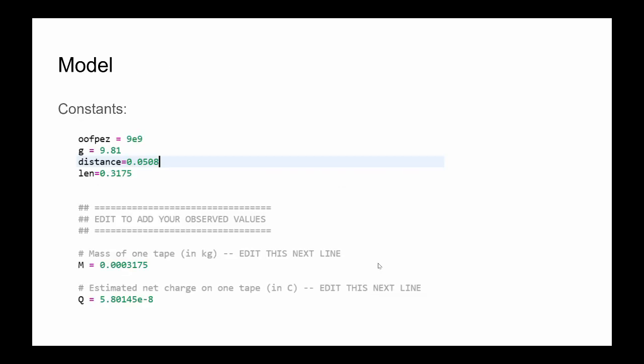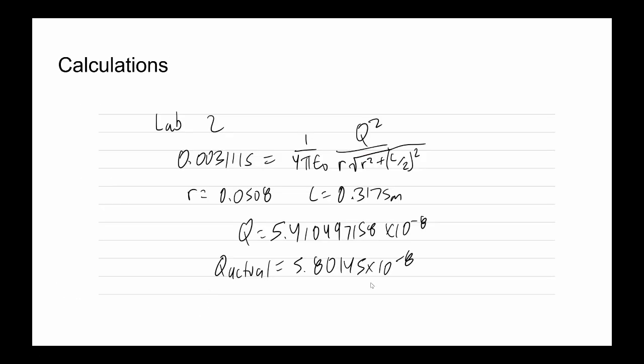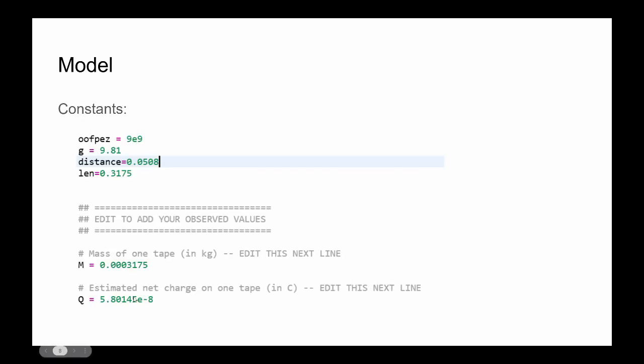For the actual computer model, the constants were the electric constant, gravity, distance, the length of the tape, the mass of the tape, and also the actual Q, which was this value down here. To find that value, I started with the value I initially calculated and then used trial and error to find a Q value that would result in an electric force equal to the gravitational force, which ended up being 5.80145 times 10 to the negative 8th.